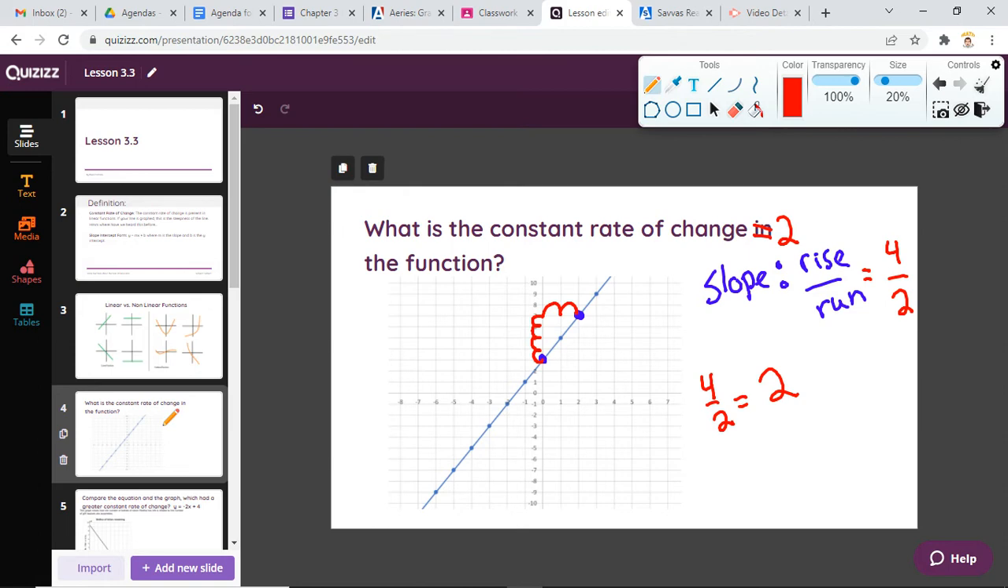So again, what we're doing on this is kind of like a review of what you've done before. We're finding our slopes. We're just calling it a new word now. Now we're calling it the constant rate of change.